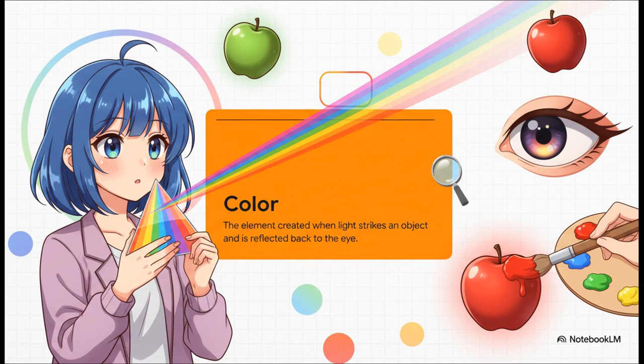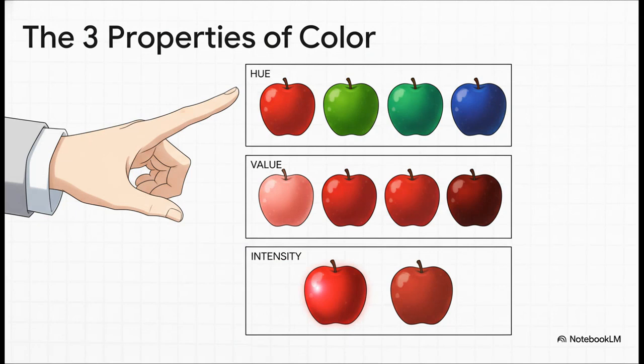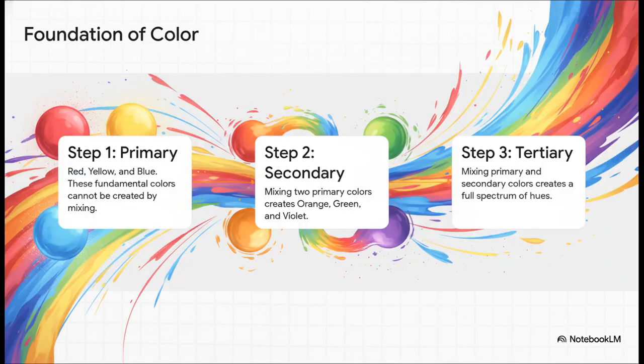And artists, they are masters at playing with this stuff. To get a handle on color, artists think about its three main properties. First, you've got hue. That's just the color's name, red, blue, green. Then there's value, which we've talked about, how light or dark it is. And finally, intensity. That's how punchy or how muted the color is. Think fire engine red versus a dull brick red. See the difference?